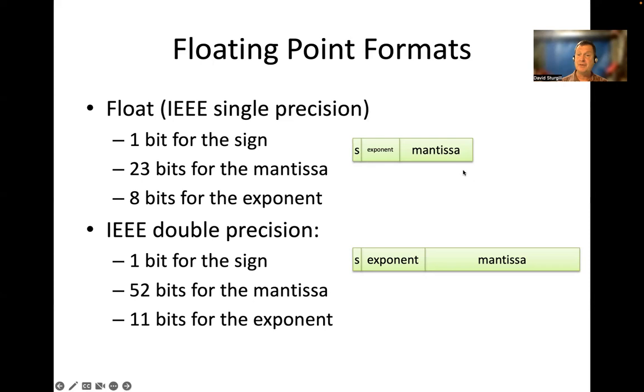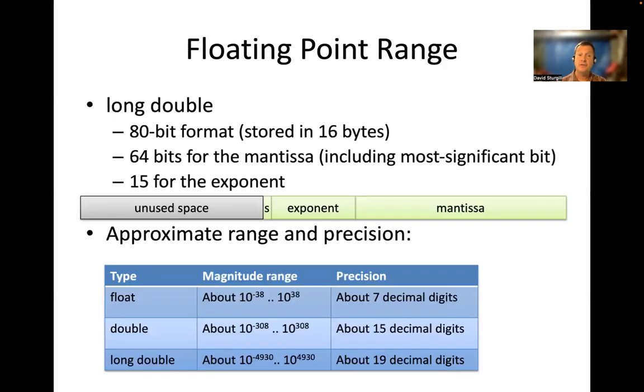So I made a little picture to show how you could think about this. For double, they still only need one sign bit. They spend 11 bits on the exponent. So a little more representation to store larger range, but most of the extra bits go to the mantissa, 52 bits for the mantissa. So a lot more precision for this type.